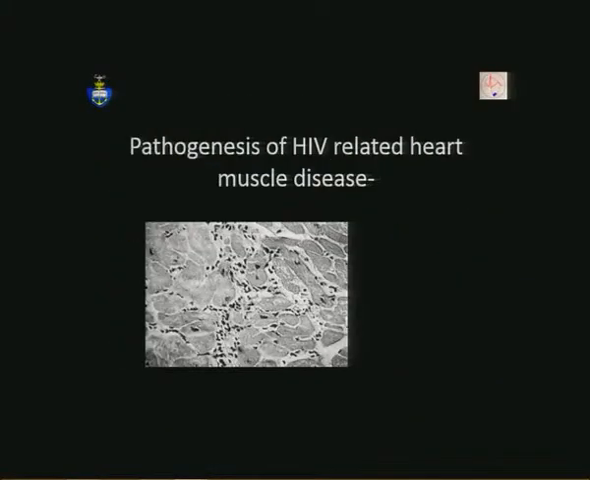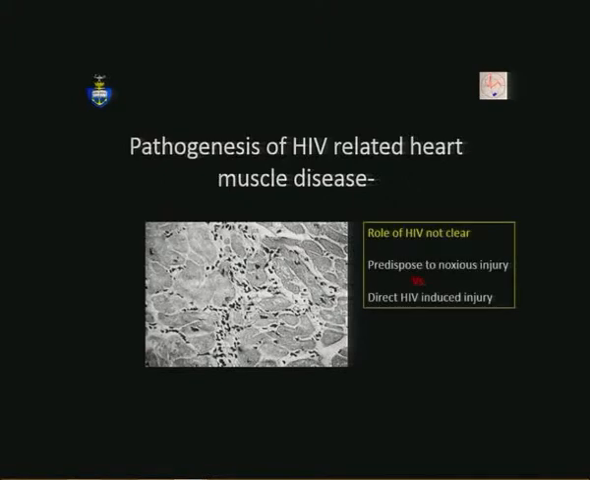Okay. Next, I'll switch over to what we understand about the pathogenesis of HIV-related heart muscle disease. Now, there's long been debate about the exact role of HIV. And the question that is debated is, does HIV predispose the heart to noxious injuries in the form of drugs and high cytokines and other opportunistic infections? Or is HIV-associated heart disease directly related to the HIV virus itself?